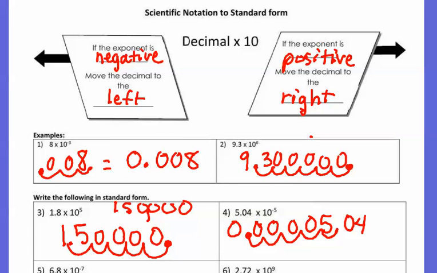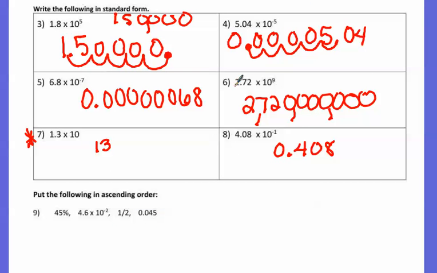Pause the video and try numbers 5, 6, 7, and 8. Check your answers with the ones written below. Look at number 7. Number 7 does not have an exponent. This has an imaginary exponent of 1. So you will move your decimal 1 place to the right.